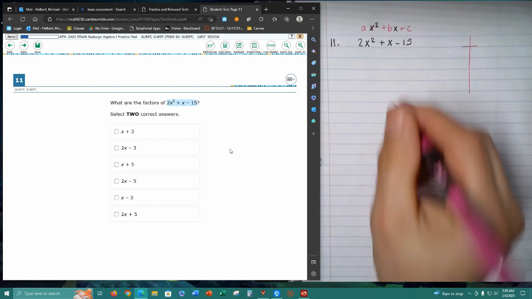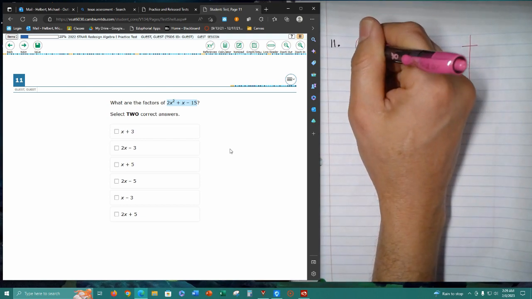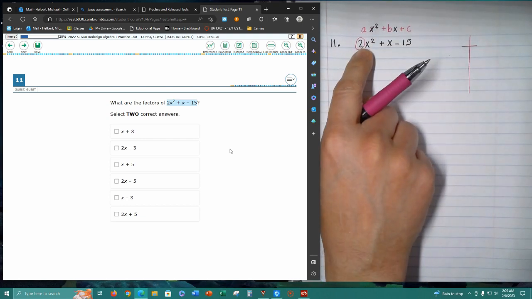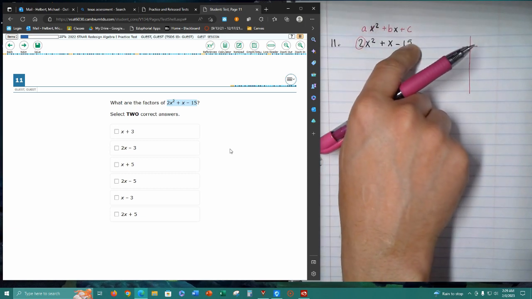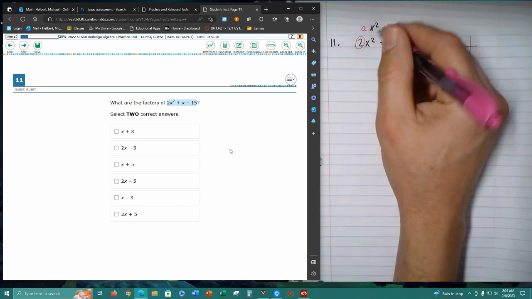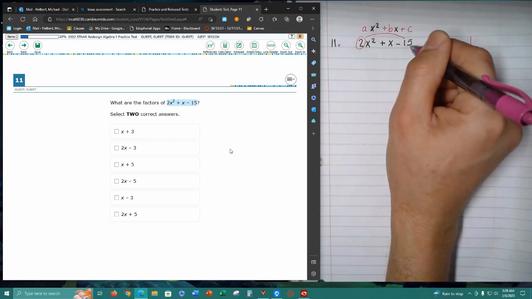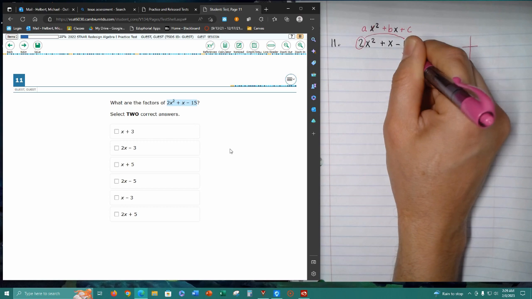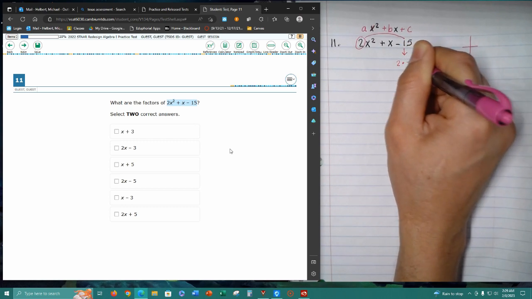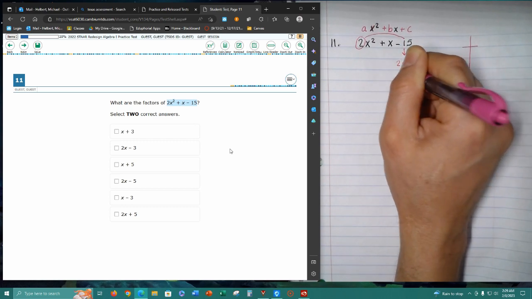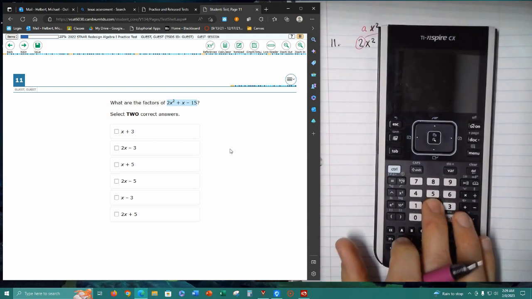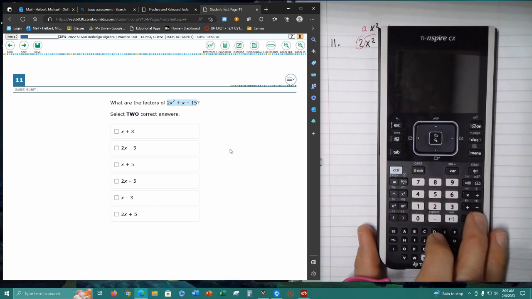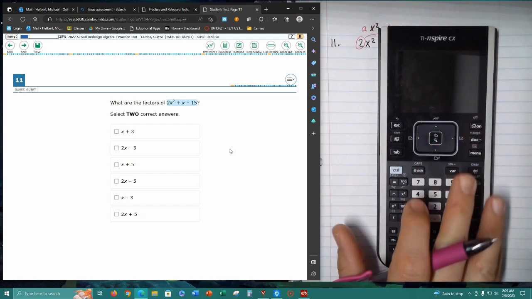Now because this one has a coefficient that's greater than 1 on the leading term, notice this leading term has a 2, we're going to have to use our trick that I showed you where we multiply that leading coefficient to c. So I'm actually going to say 2 times negative 15. In other words, this is going to be 2 times negative 15. Now if you don't know what that is, we just put it in a calculator. It'll do all the work. So I'm going to do calculate real quick. Let me go to calculate.